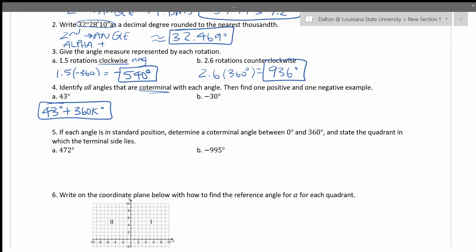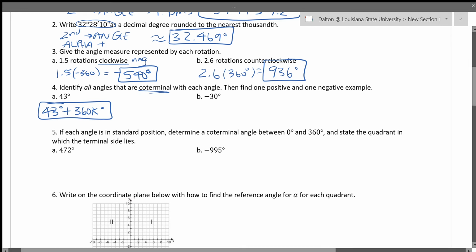And then if I ask you for one positive and one negative, again, there are an infinite amount of possibilities. The easiest thing to do is just to take 43 and add 360 degrees, which when you do that, you're going to get 403 degrees. So there's your positive. And then if you take 43 and you subtract 360, you're going to end up with negative 317 degrees.